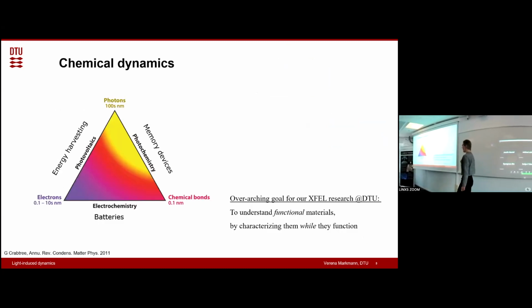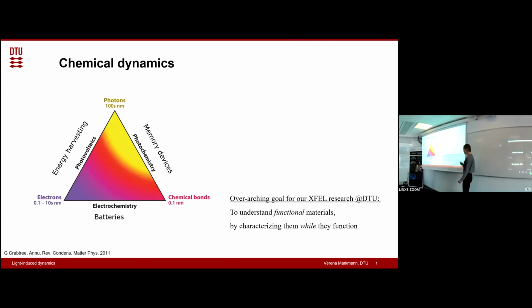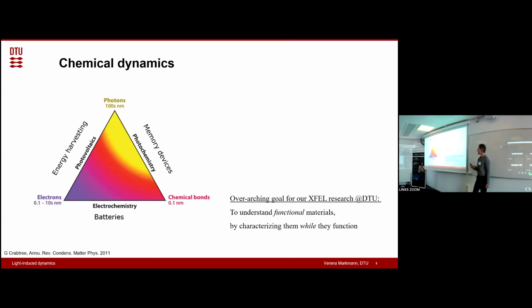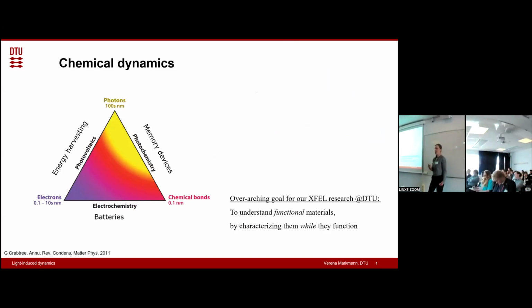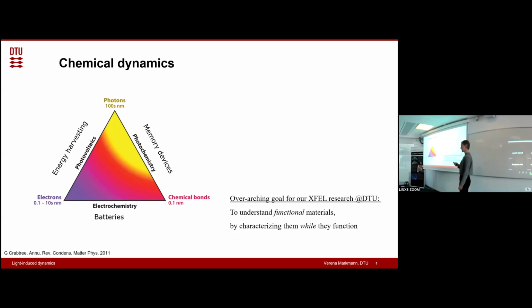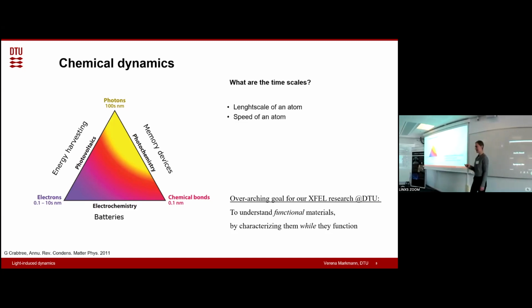So the idea what we want to do is we want to study chemical dynamics. We're interested in those because they are an important part if we want to further develop materials for energy harvesting, for memory devices, so some kind of molecular switches, and also for batteries. So the overarching goal for us is to understand the function of materials by characterizing them while they function. So we want to look at them while they're actually doing what we want them to do, which necessitates us looking at them on the timescales they're working at.